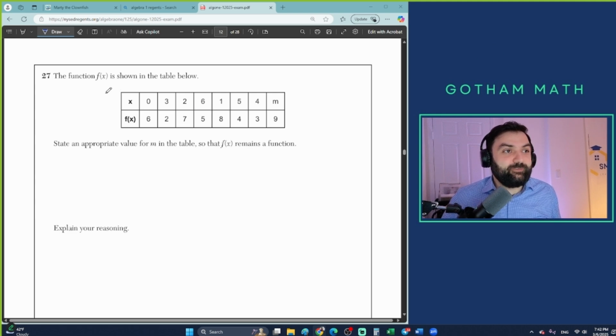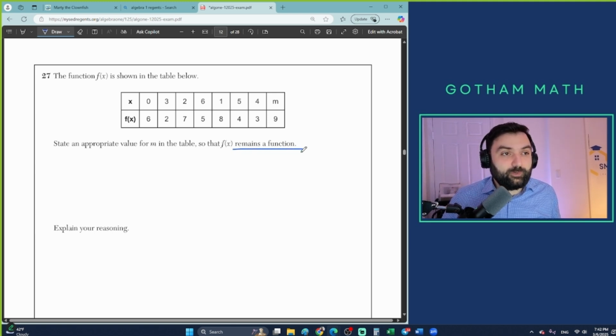The function f of x is shown in the table below. So we have a table, x and f of x. Pretty standard. State an appropriate value for m in the table so that f of x remains a function. What do we know about that?